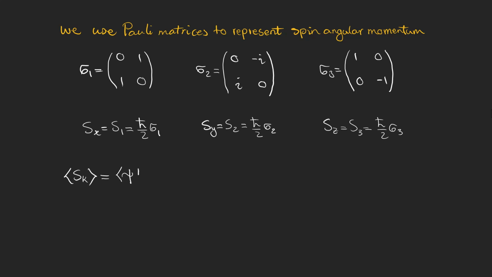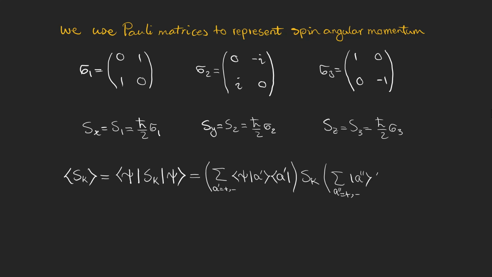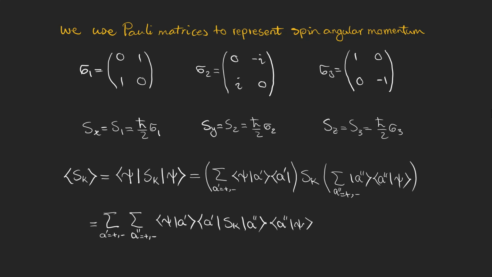Now let's use these matrices to find the expectation value of Sx, Sy, and Sz. Again, we use the identity operator to expand each state psi in the basis we have been working with in this video. By reorganizing the sums, we get this expression. These are the elements of the Pauli matrices multiplied by h bar half. These are the elements of the spinor, and these are the elements of the Hermitian conjugate of the spinor.